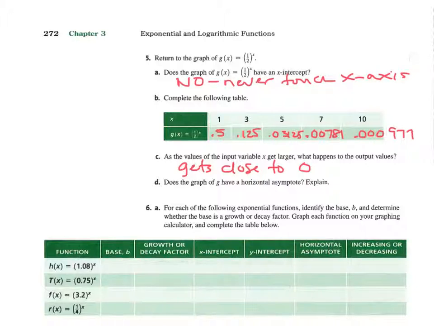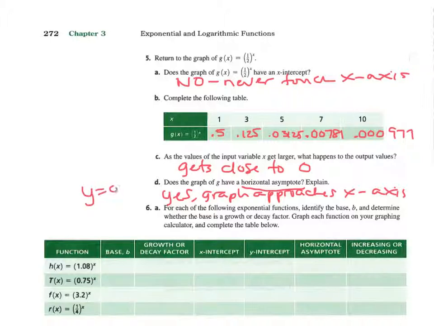Okay, what happens as it gets larger? It gets close to 0. But does it touch it? It never touches it. So this does have, as we talked about last time, a horizontal asymptote. The graph approaches the x-axis, which is what makes it an asymptote. It never actually gets there. Okay. The actual asymptote is the line y = 0. That's our actual horizontal asymptote.